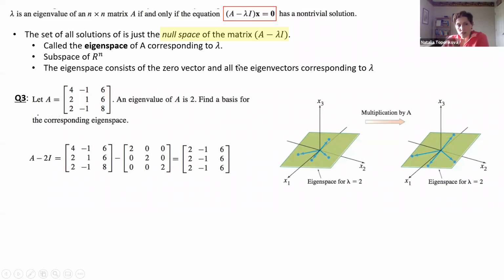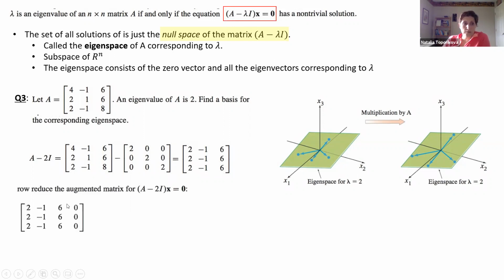Okay, so let's just keep an eye on our goal. We are trying to find the null space, or the set of eigenvectors here. So we need to solve this homogeneous equation, because we know that the null space is all the vectors x which satisfy the matrix equation. The easiest way to do it is to form the augmented matrix and reduce it to echelon form. Okay, this is our augmented matrix. The last column is 0 because it's a homogeneous equation. And the reduction to echelon form is actually pretty straightforward.